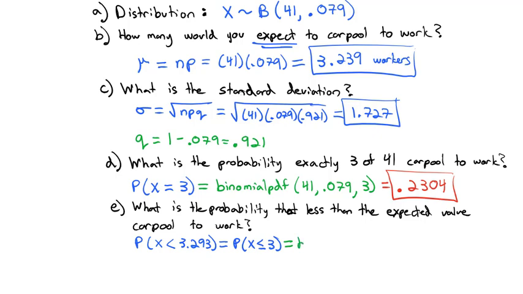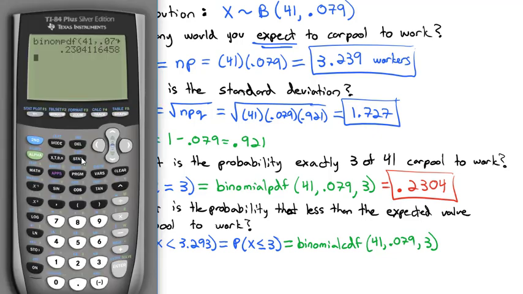So now we're going to do the binomial CDF cumulative distribution, which is going to add from 0 all the way up to 3. Starting with 41 is the sample size, 0.079 is the probability, and we're going all the way up to 3. We'll hit second, distribution, to the bottom, but this time selecting the binomial CDF.